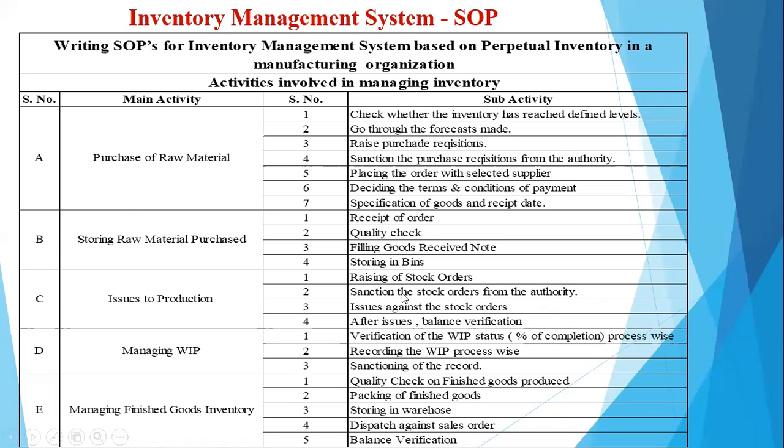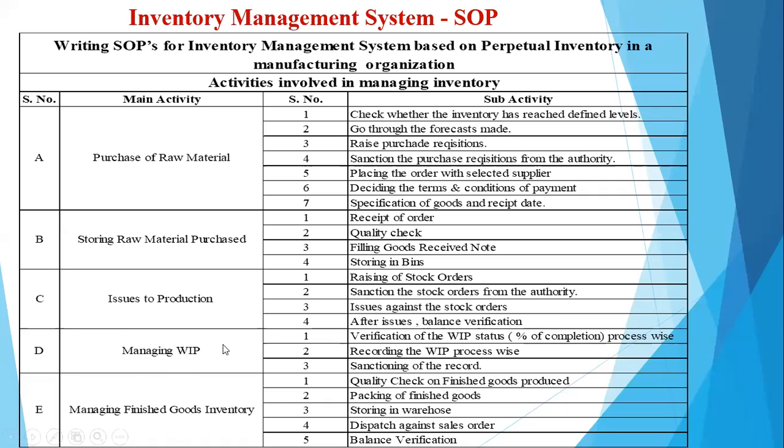Then these stock orders that are raised are sanctioned after verification by the authority. Then against these sanctioned orders, the issue of the raw material is made. After the issue is made, the balances with respect to each and every item of raw material that is issued are verified.